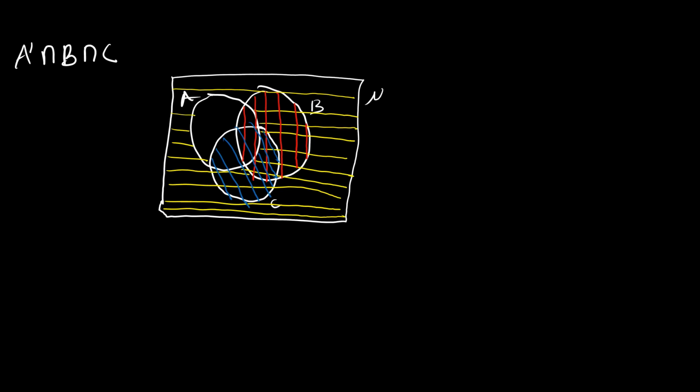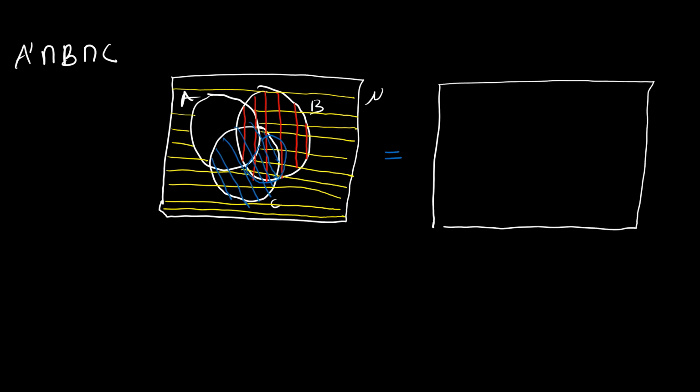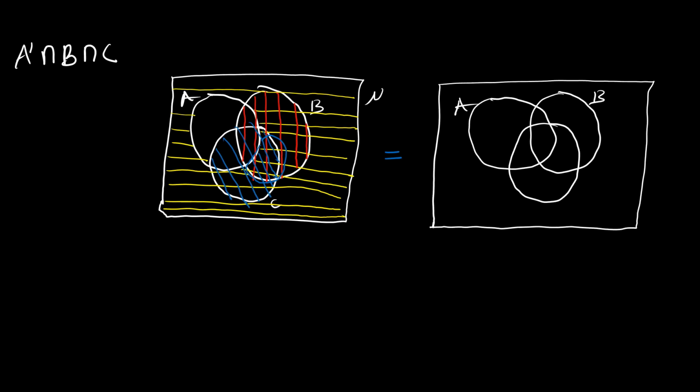Now we are looking for A complement intersection B intersection C. If you look at this point, you can see that that's where we have all the strokes that intersect. You have the yellow strokes, the red stroke, and the blue stroke. They intersect at this point. So you have this point to be A complement intersection B intersection C. To make that more clear, let me redraw this. Since set A, set B, and set C, if you look at this part, you're going to see that this is the point where all the strokes intersect. So we have this point to be A complement intersection B intersection C.